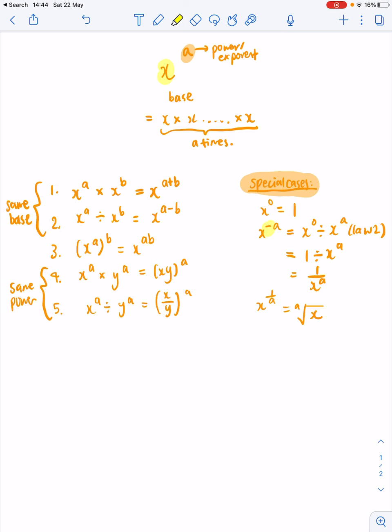Now, the third special case is when I raise x to the power of 1 over a. It's a fractional power. Take note, if it's 1 over a, then it is equivalent to the a-th root of x. I'm taking the a-th root of x.